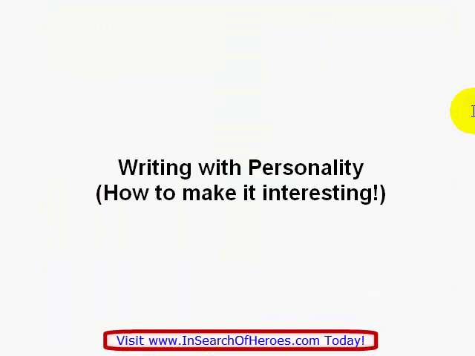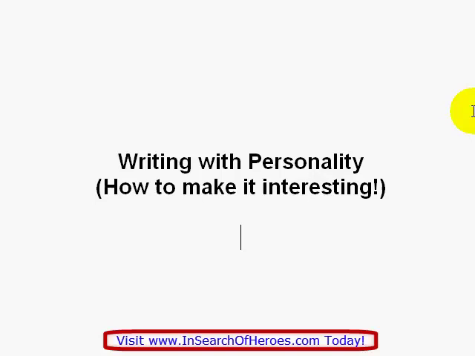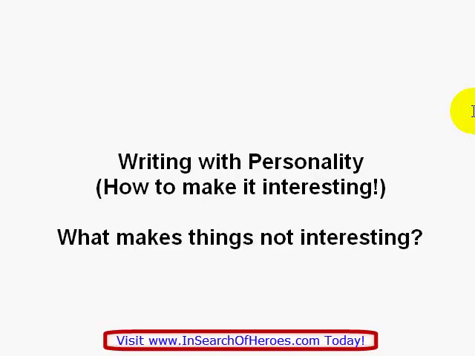So the second thing I want to talk about is writing with personality, or how to make it interesting. That would be a better way of saying it. So today I'm going to make you think a little opposite. We're going to think of things that make things not interesting, and we're going to create a list of those things. A lot of times people tell you things as they are, but they don't make you think about it, and it's often easier to think of the negative and then reverse it to the positive later on.